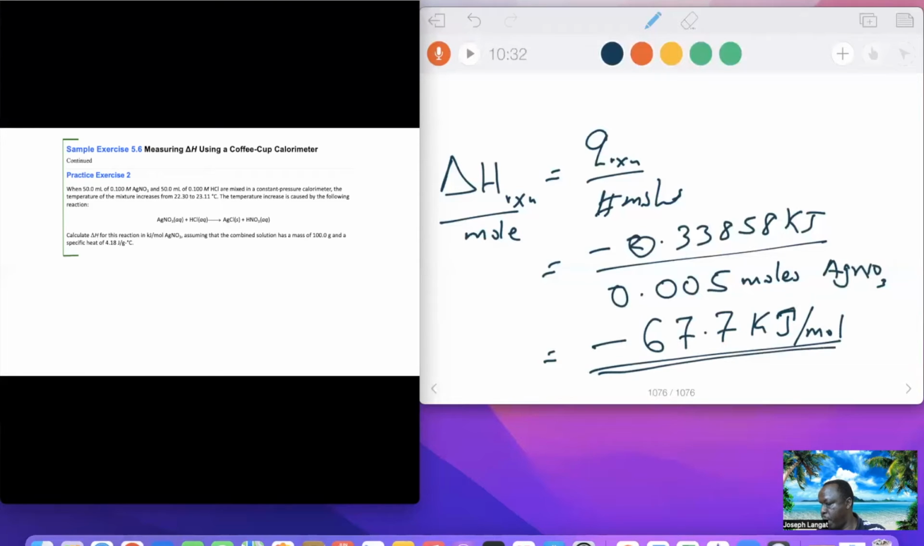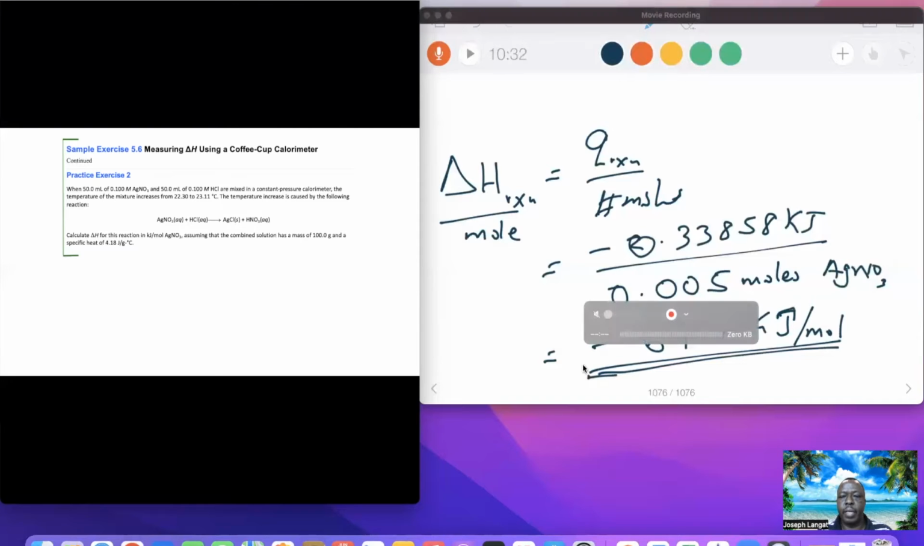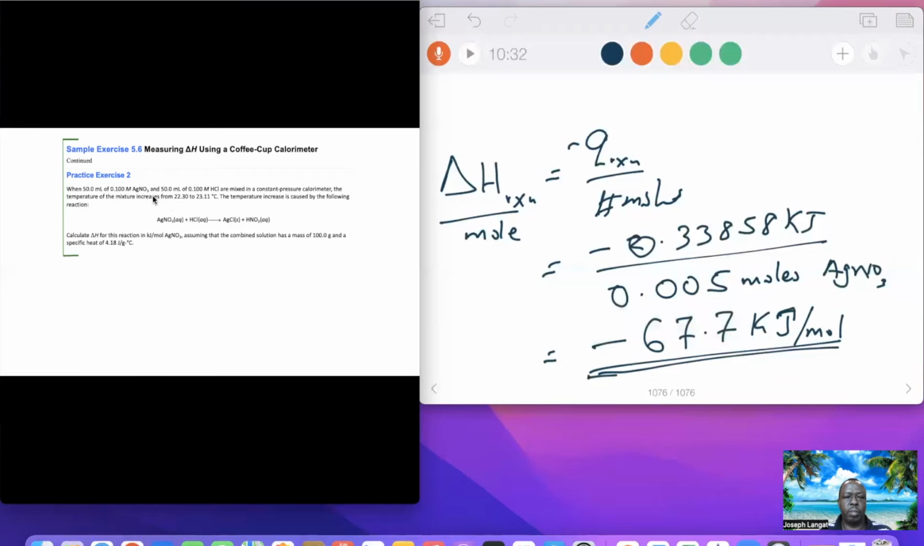So remember to use the right sign. Why am I having negative at the end? This was negative for an exothermic reaction. If heat is being given off, always the sign is negative.